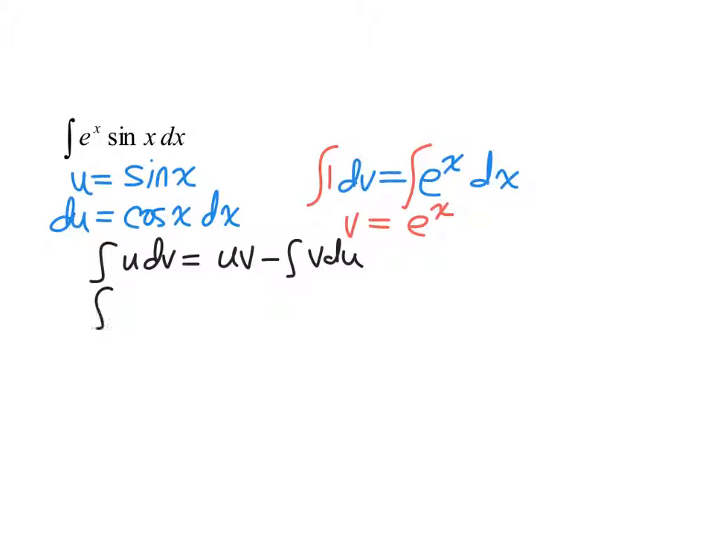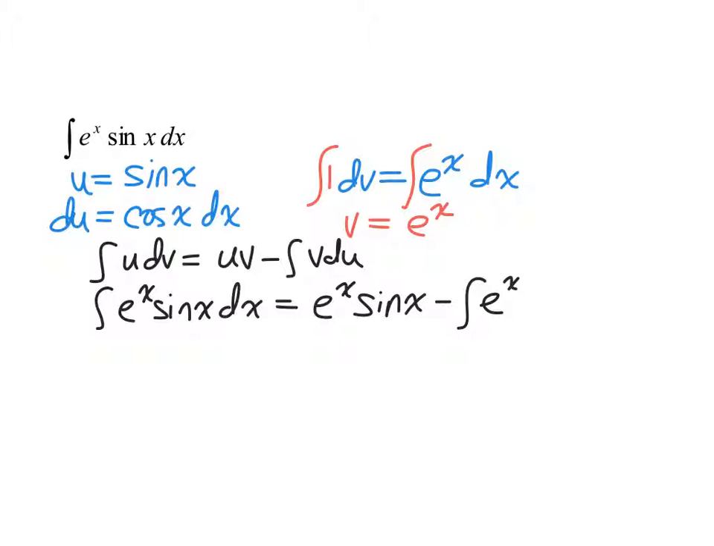In this case, the integral of e to the x sine of x dx is equal to uv, so sine of x times e to the x, minus the integral of e to the x cosine x dx.